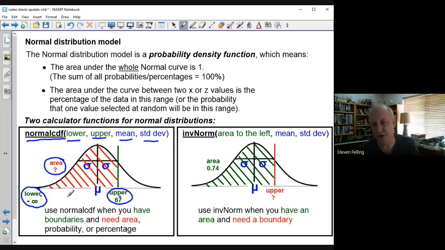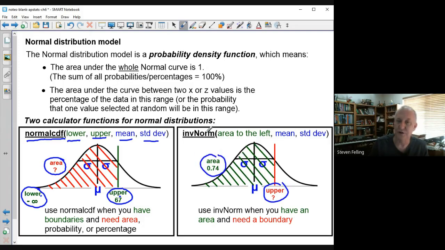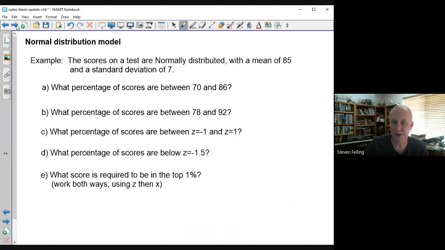And there's another calculator function called invNorm that does the reverse, right? If you know the area, but you want to know what the upper boundary is of that area, you can use inverse norm and specify the area to the left along with the mean and standard deviation, and it will tell you what the boundary is on that scale. Okay, so you use normal CDF when you need the area, and you use inverse norm when you need the boundary. Most of this, if you're just listening to it, is probably pretty confusing, but when we look at some examples, I think this will make it a little clearer. So let's take a look at some examples here, and I'll show you what is meant.